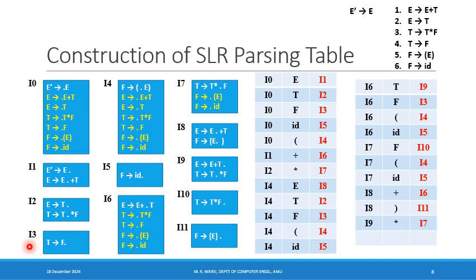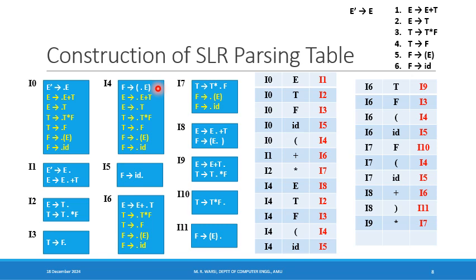Let's now consider the next transition from state number 0, which is on opening bracket. From state number 0 on opening bracket, we are going to state number 4. So state number 4 will contain the LR0 item capital F derives opening bracket dot capital E and closing bracket. The dot has been shifted after the opening bracket. And now we take the closure of this.